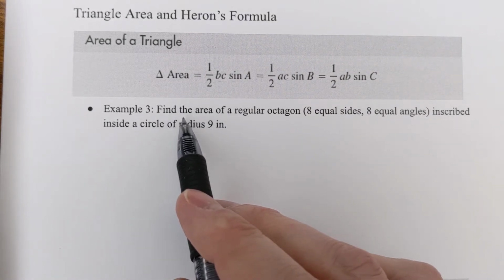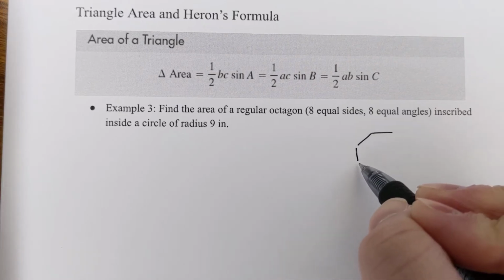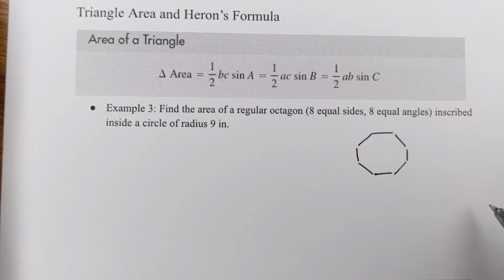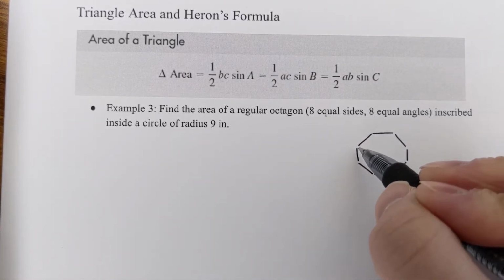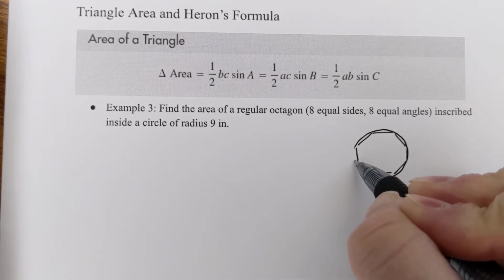So here it says find the area of a regular octagon. So that's a stop sign. Regular means all the sides are the same length. Inscribed inside of a circle that has radius 9.